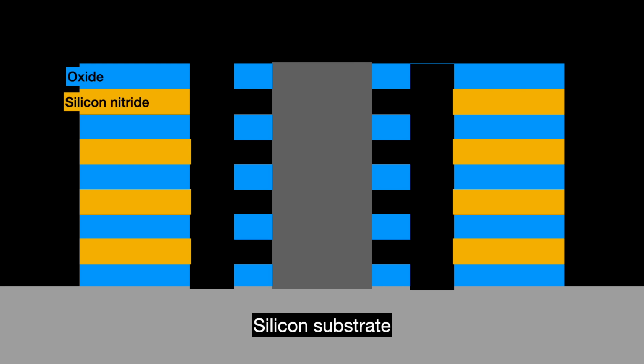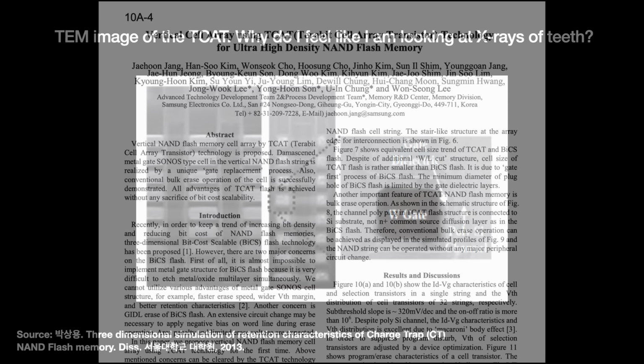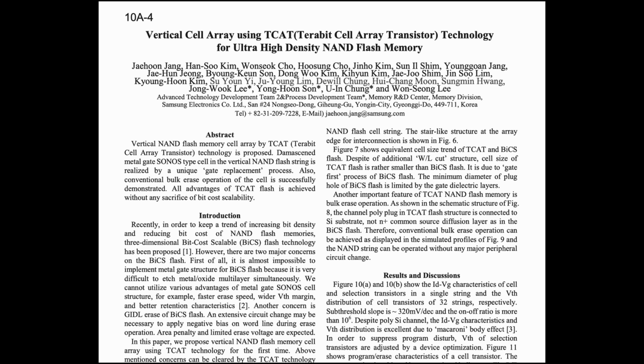We then selectively etch away only the silicon nitride, leaving just the oxides and the polysilicon channel standing. There are basically now empty air gaps between the stacks. Into those gaps, we can then deposit the nitride charge trap layers, insulating dielectric layers, and finally the metal gates. Samsung called this the terabit cell array transistor, or TCAT.